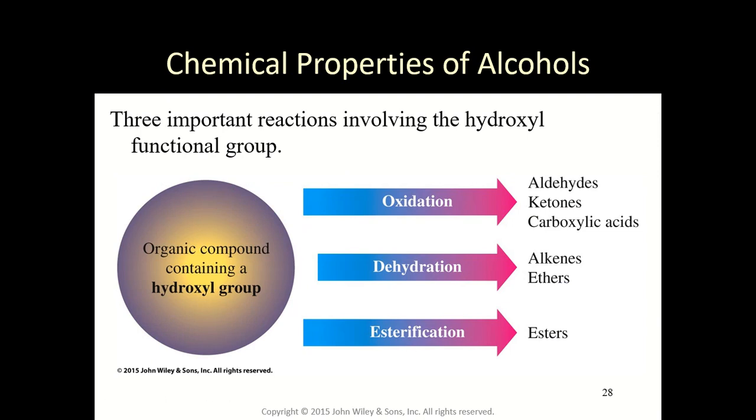Three important reactions involving the hydroxyl functional group, and this is what I need you guys to know. Here we've got oxidation: primary, secondary, tertiary will produce these guys here. There's a dehydration reaction, which is in the presence of hydrogen. That will make alkenes and ethers. How do I make an ether? Two alcohols. How do I make an ester? That's a carboxylic acid and an alcohol.